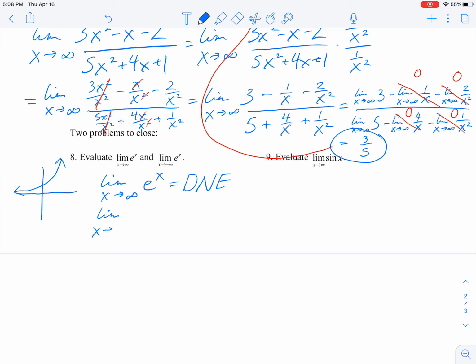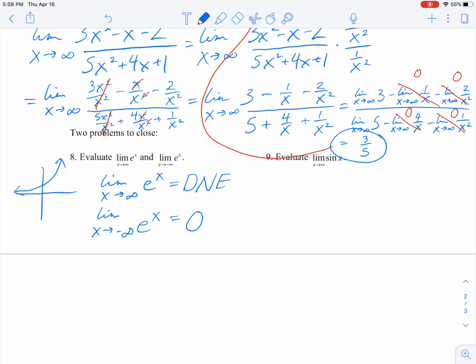However, the limit as x goes to negative infinity of e to the x can be captured by asymptotic behavior on this graph. We see it sliding in closer and closer to the x-axis, which means that with that horizontal asymptote at y equals 0, the limit as x goes to negative infinity of e to the x is in fact 0.